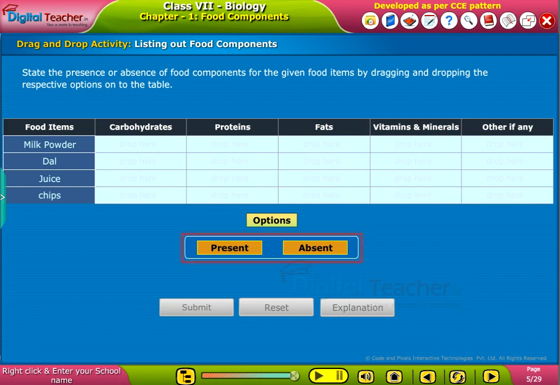State the presence or absence of food components for the given food items by dragging and dropping the respective options onto the table.